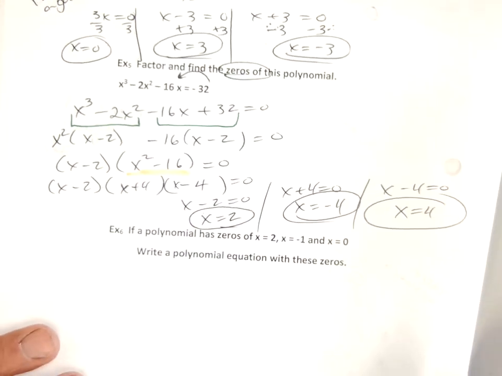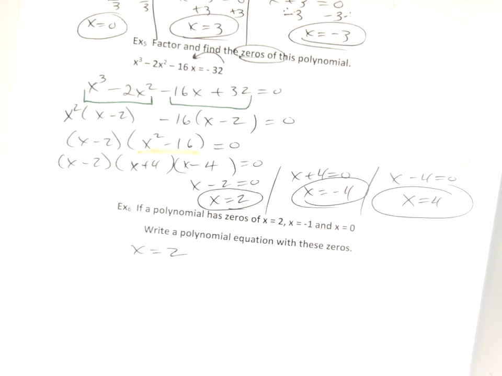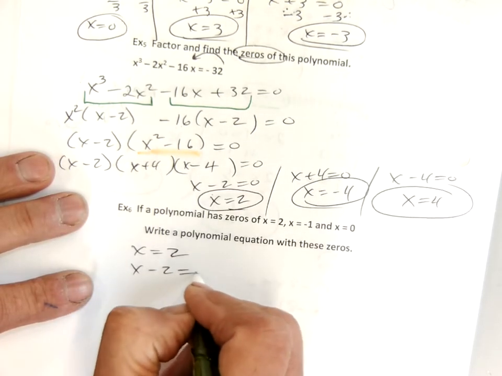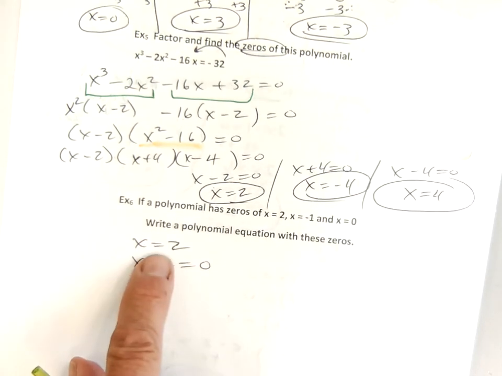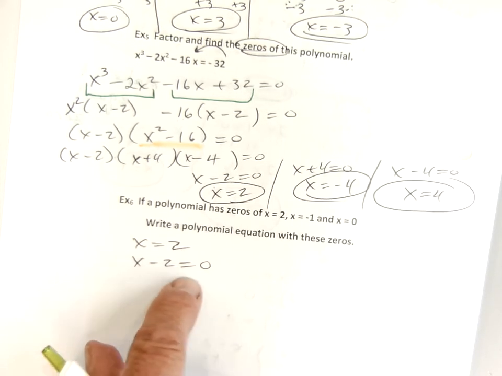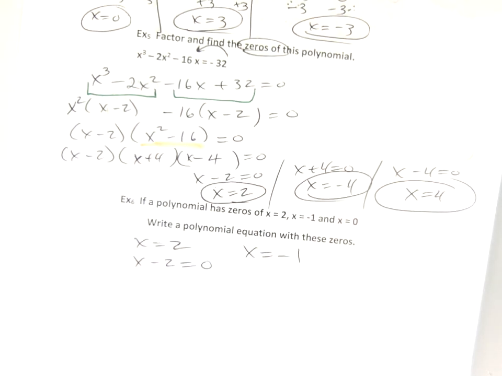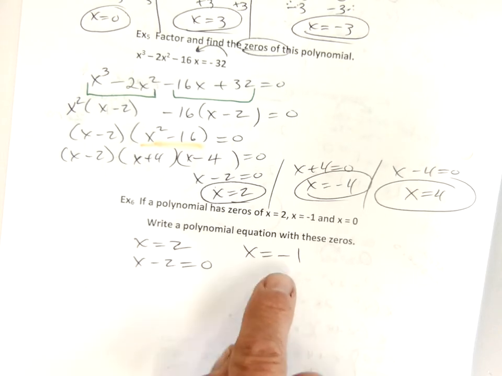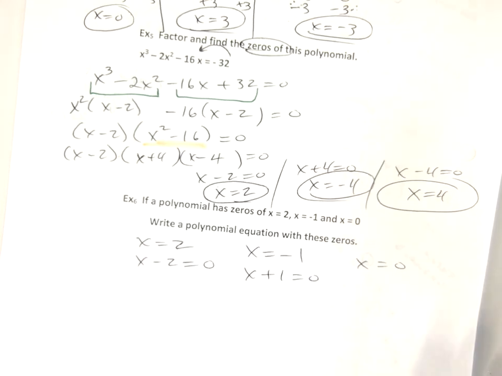Well, I start with my mini equations. If x equals 2 is an answer, then x minus 2 would have made that answer. Okay, don't let this trick you. If x equals 2 is an answer, it came from this mini equation. You okay with that? If x equals negative 1, what mini equation would have made that answer? X plus 1, right? And x equals 0 is just going to be an x, okay?